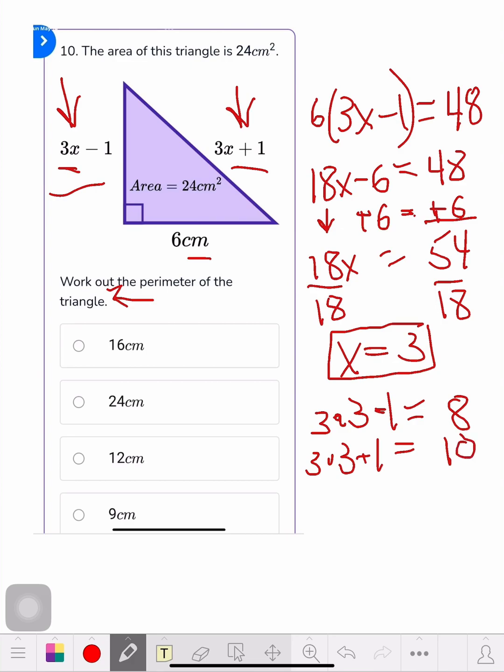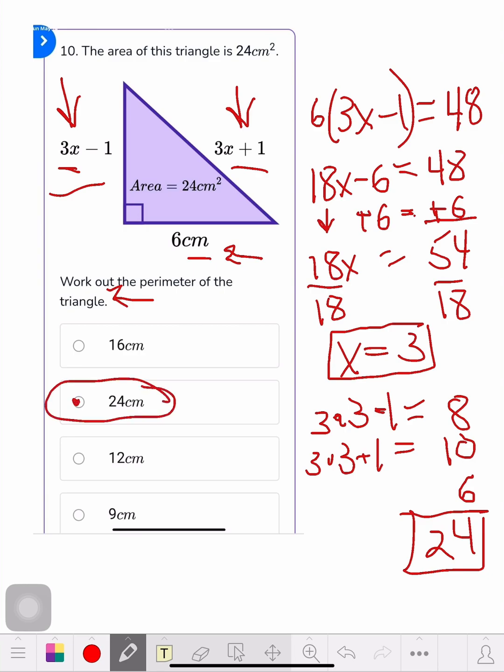Okay, so we've got that, and then we're going to do this one. No more math on this one, so we just have a 6. Let's add all these together. 8 and 10 is 18, plus 6, 24. That's my answer, 24. Look at this, this one's 24 right here. And that's all there was to do in this, okay?